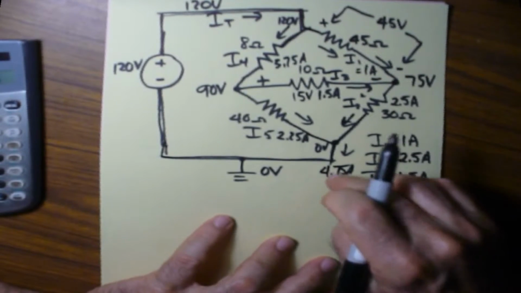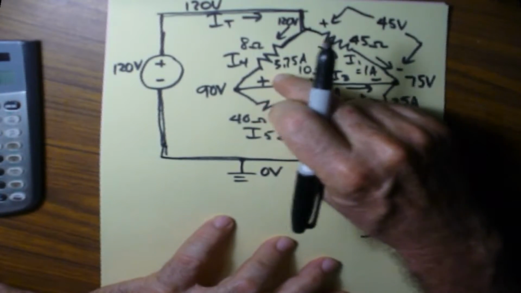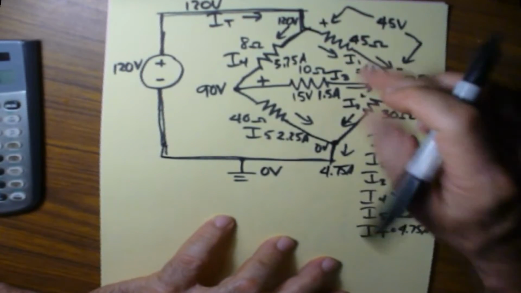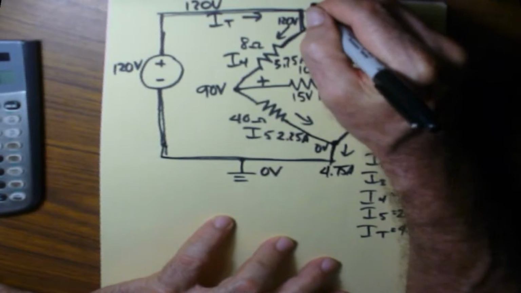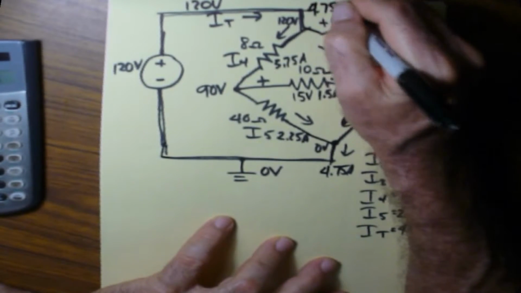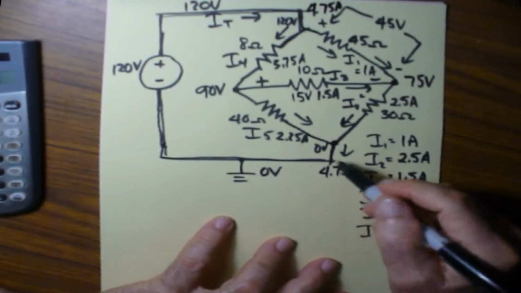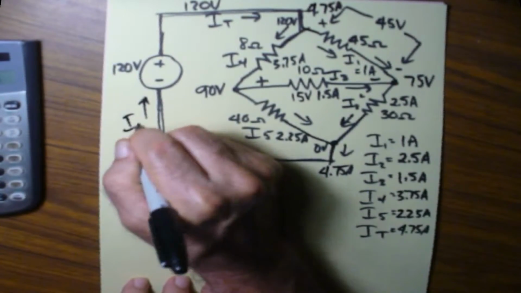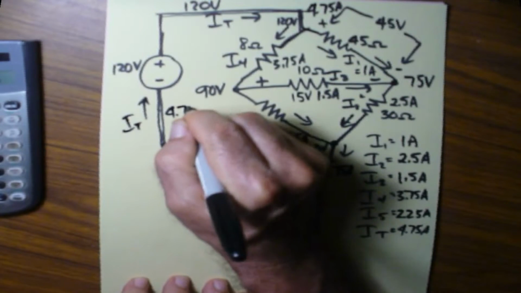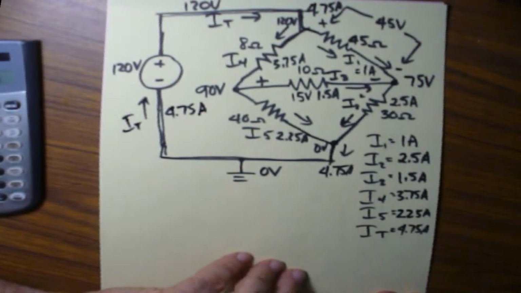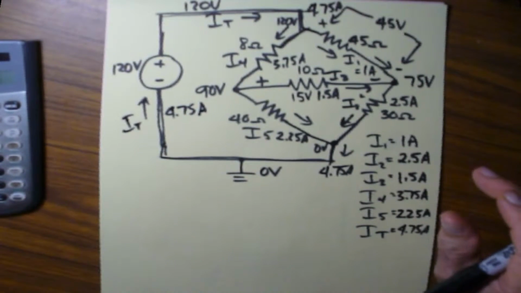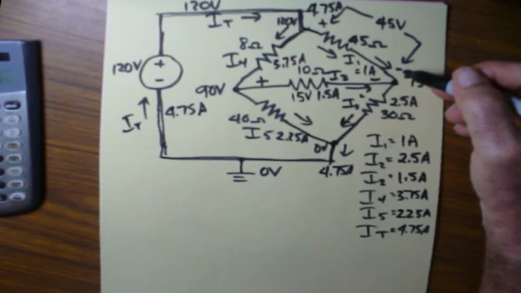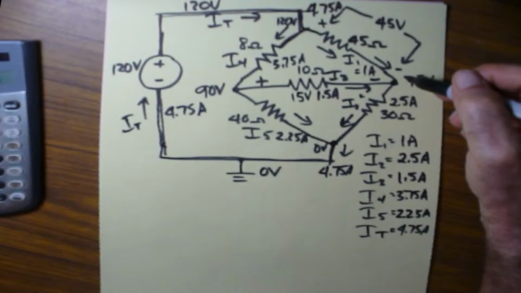Now let's make sure that's correct. We got 3.75 amps over here, 1 amp over here. 3.75 plus 1 says this is also 4.75 amps. So this matches that, and that's correct. So our total current, IT, is 4.75 amps. That's all taken care of. Good. The next question is, what's the power through each one of these resistors? And then what's the total power?